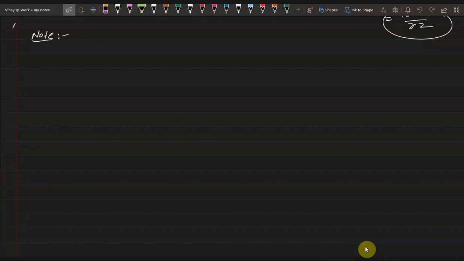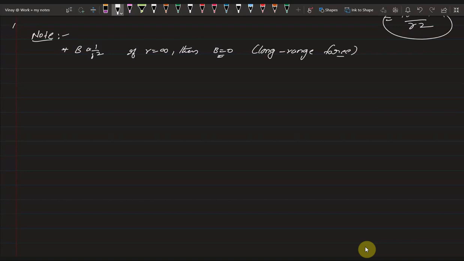Yeah. Now listen. The first note point is, for example, magnetic field B is inversely proportional to R square. If R is equal to infinity, then B value is 0. So magnetic field will be 0 at infinite distance. Therefore, you can take magnetic field as a long range force.